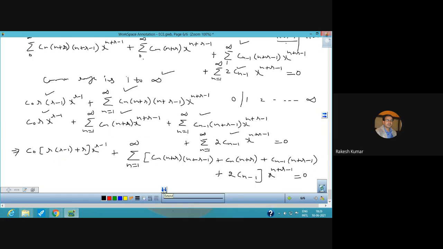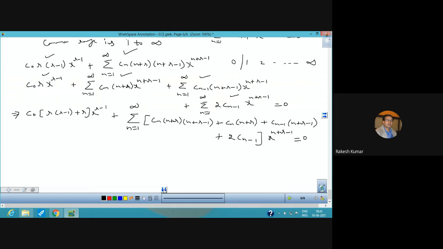Now, equating to 0 the coefficient of lowest power of x. Here, if we compare this one, the power of x is n plus r minus 1. So n plus r minus 1 can be compared with r minus 1. Obviously, r minus 1 is smaller than this power. So you will equate the coefficient of the least power of x. So you will have C naught r into r minus 1 plus r is equal to 0.